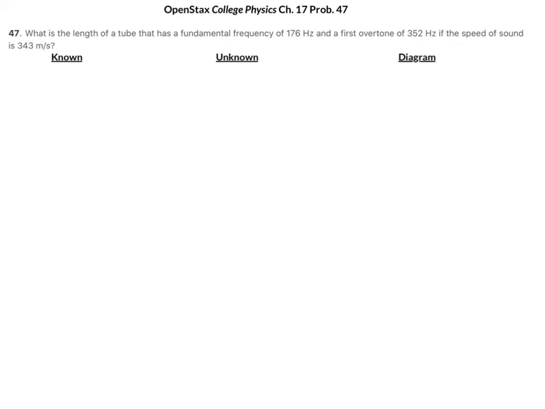So let's write down the things that we know. We know that the fundamental frequency is 176 Hz, and we know that the first overtone is 352. I'm going to write this as just f is 352 because I don't quite know what that means. We know that the speed of sound is 343 meters per second, and we're looking for the length of the tube. So why did I say that I don't know what this means?